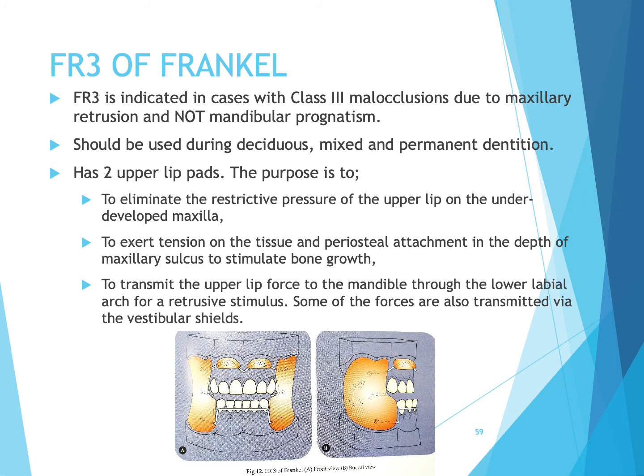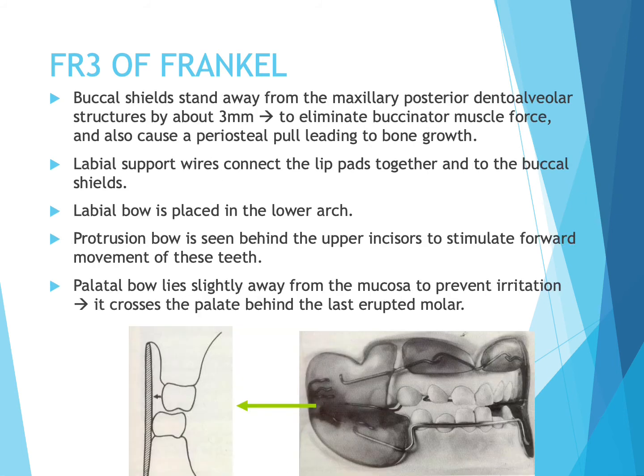Some of the forces are also transmitted via the vestibular shield. The buccal shields stand away from the maxillary posterior dentoalveolar structures by about 3 mm. The buccal shields are in contact with the mandibular apical bone. They serve to eliminate the buccinator muscle force and also cause a periosteal pull leading to bone growth. Labial support wire connects the lip pads together and to the buccal shield. The labial bow is placed in the lower arch.